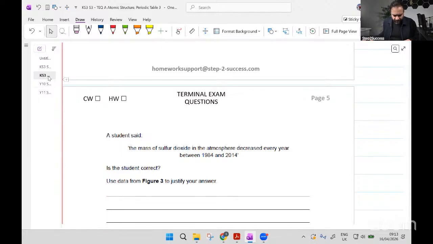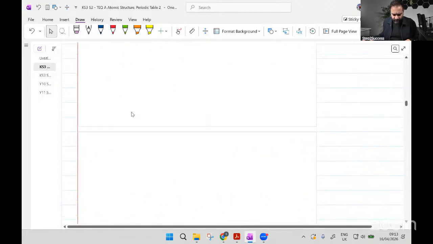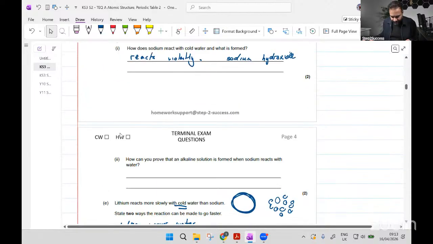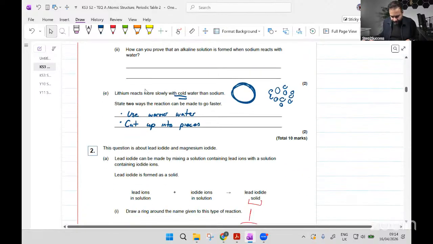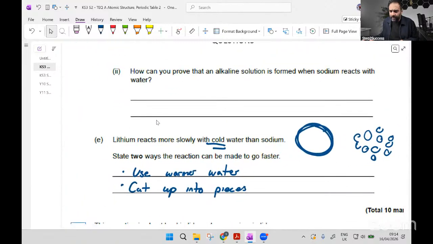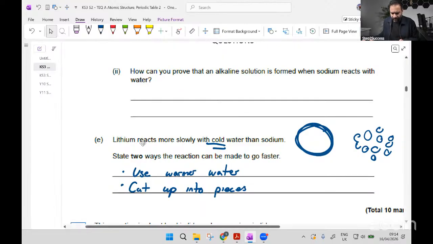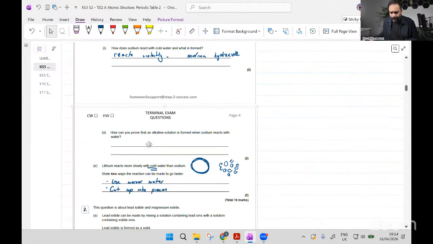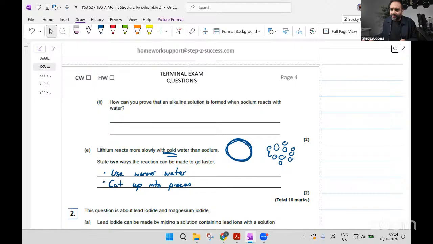Booklet two. I thought I was in booklet. Oh, no, I'm not in booklet two. I'm so sorry. It's because it doesn't say it up there and I'm really confused. 1E. Is this the one that we did? Can we say to remove the oxide layer? So that's booklet two, 1E. Around 1E? Yeah, 1E. Is this not the one we did?